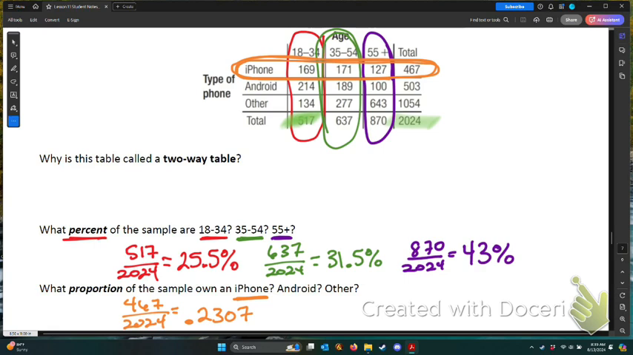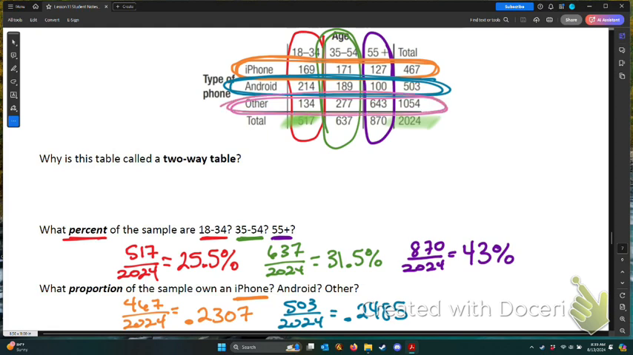And then our next one, Android. 503 over 2024 is 0.2485. Perfect. You guys, you better be thankful Ava's in this class because she is giving you all the answers. All right. And then for other here, we've got 1054 over 2024, which is 0.5207. Very nice. If I added all those proportions up, what should I get?